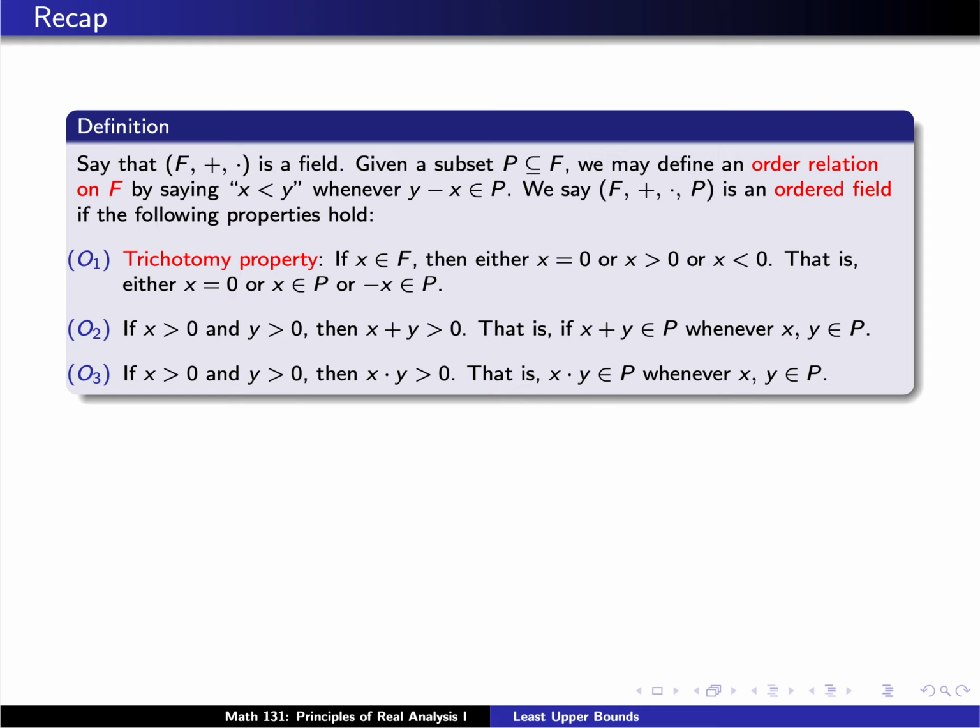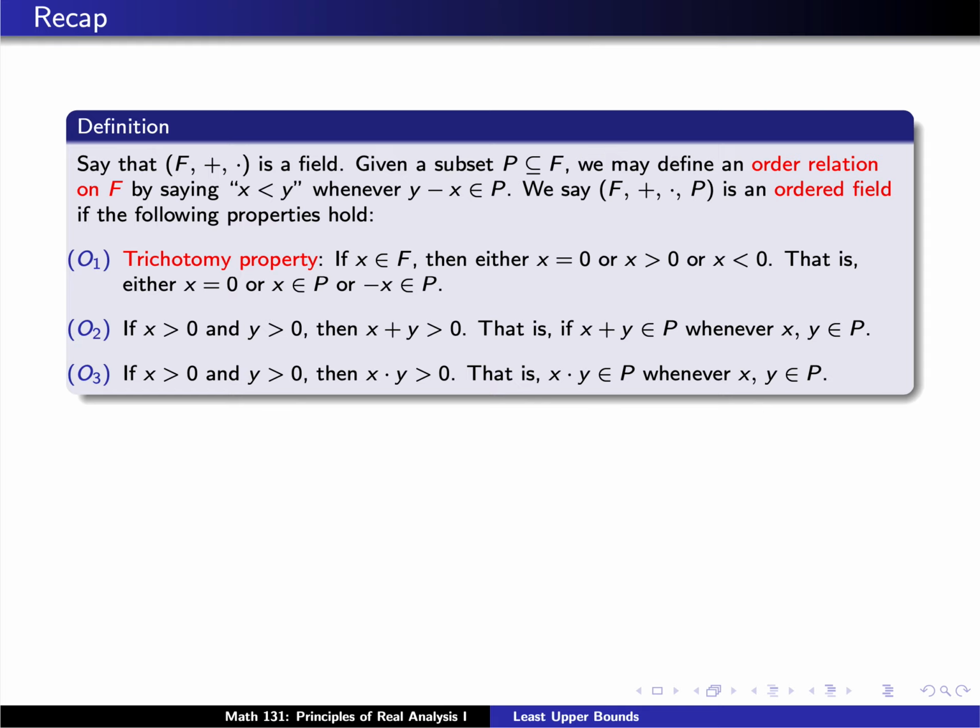Given a subset P of this set F, we may define an order relation by saying x is less than y whenever the difference y minus x is an element of P. We'll say that now a quadruple consisting of F, addition plus, multiplication dot, and our order relation P is an ordered field if the following three properties hold.